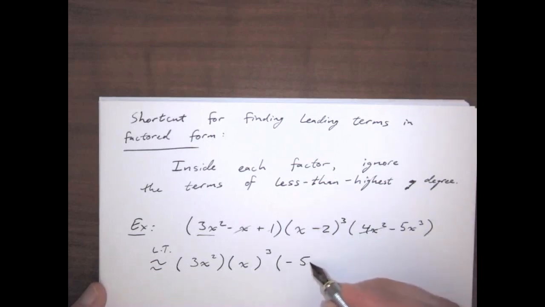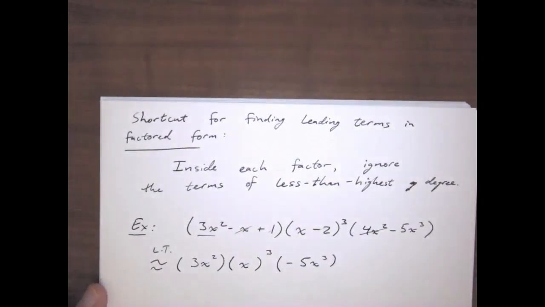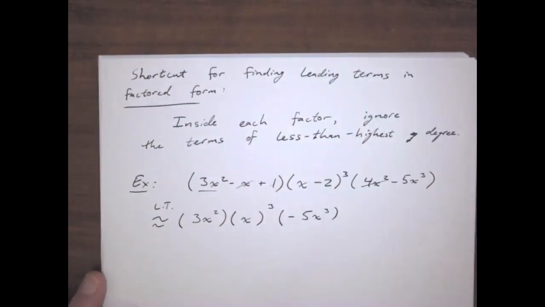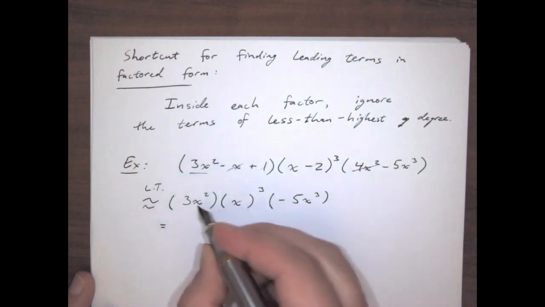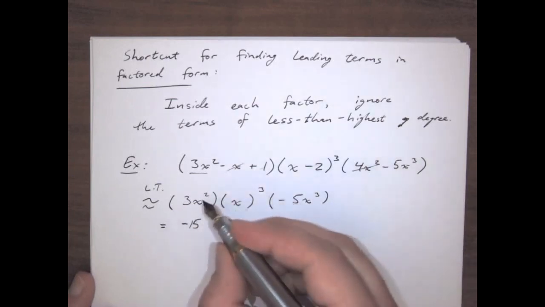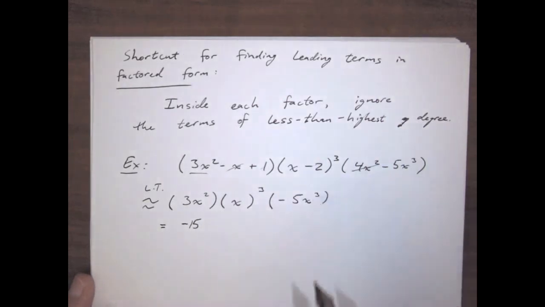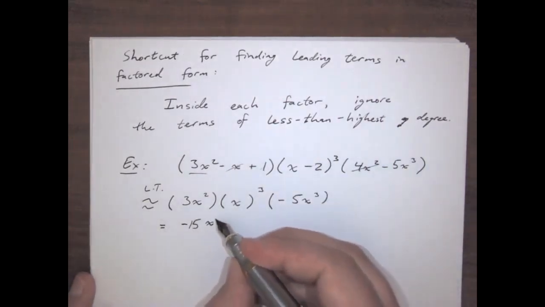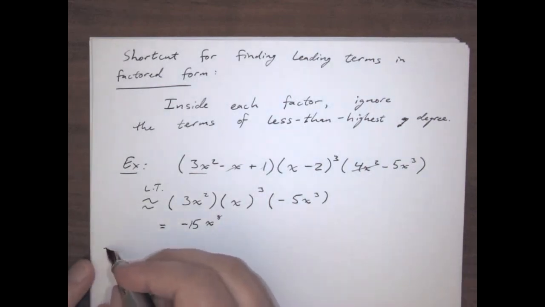So it's going to be minus 5x cubed. And then you can just combine all of these. So you multiply together all the coefficients, and you would basically add together all the exponents. So this is going to be 3 times negative 5, which is negative 15. And then for the exponents, we have 2 x's next to 3 more x's next to another 3 x's, for a grand total of 8 x's. So this is a shortcut for finding the leading terms if it's in factored form.